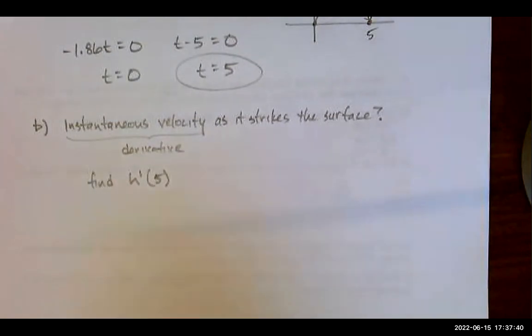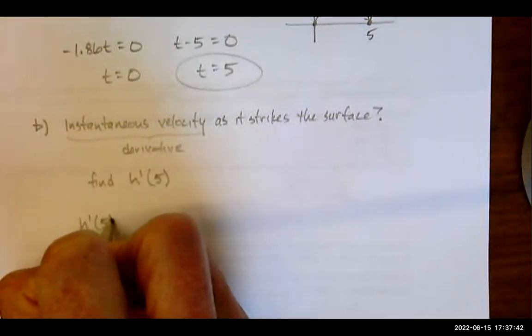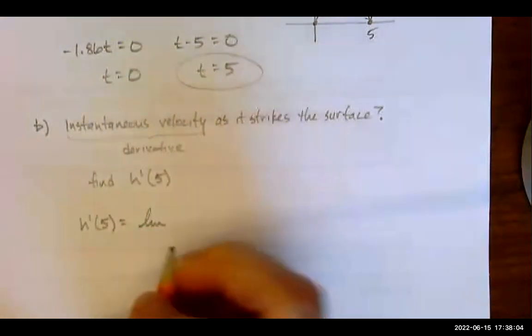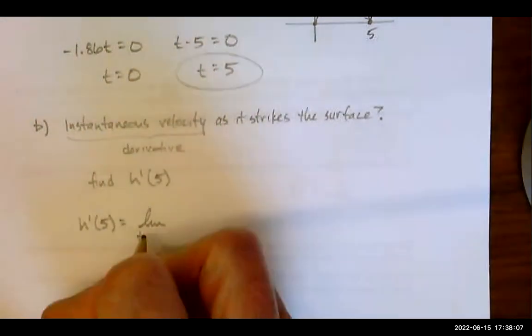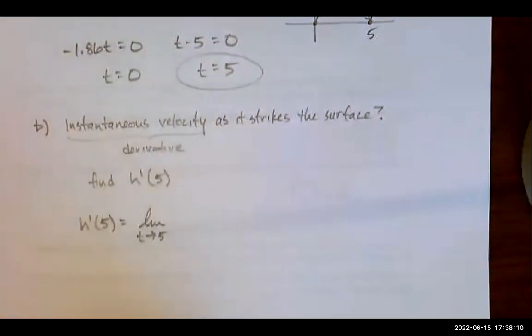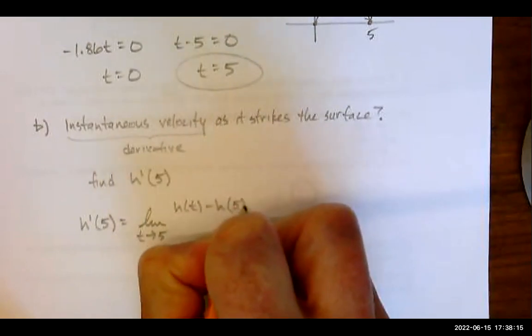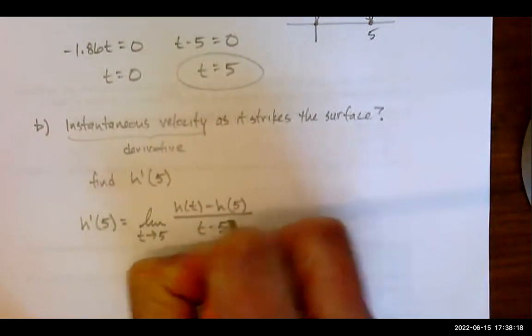All right. Now, at this point, we could use either derivative formula from this section. I'm going to go with the original formula. It tends to be a little bit faster. So let's just go with that. We're going to take the limit as t is our variable now, as t approaches 5, h of t minus h of 5 all over t minus 5.